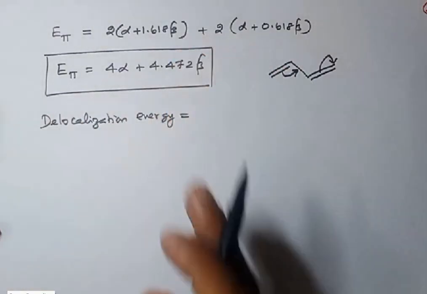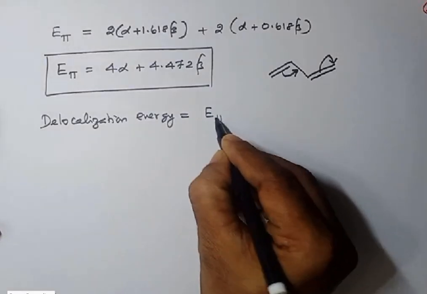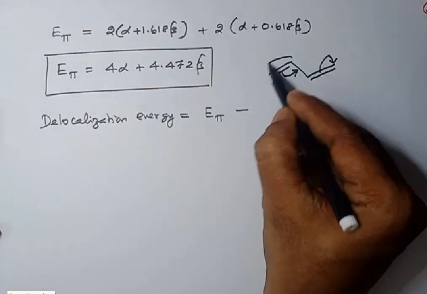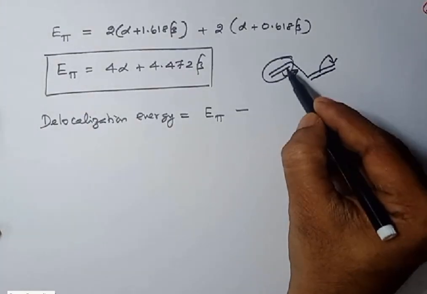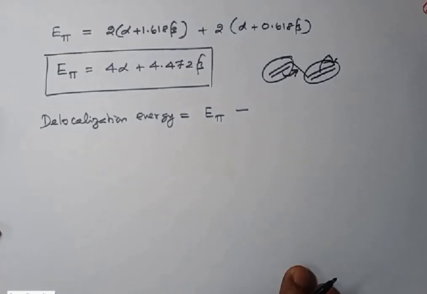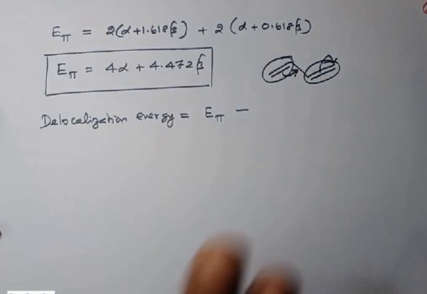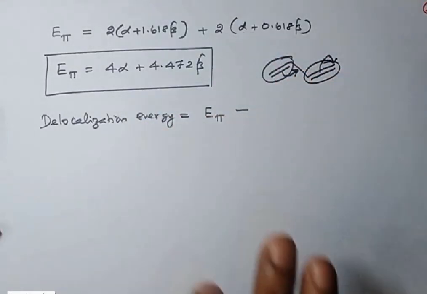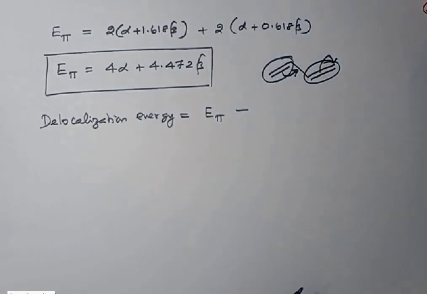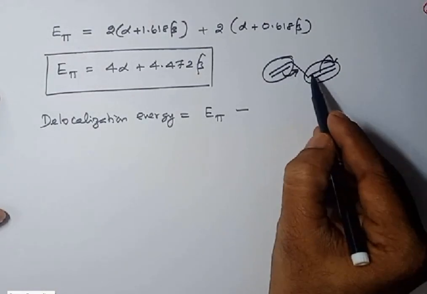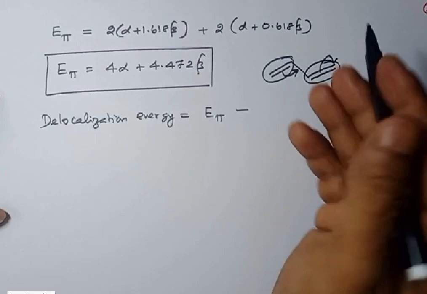So, what is the delocalization energy? Delocalization energy is nothing but the pi electronic energy of 1,3-butadiene minus, listen, suppose this double bond and this double bond are not involved in delocalization, what would be the energy of those systems? So, this is one ethene unit, this is another ethene unit. If they do not interact, then what will be the total energy?